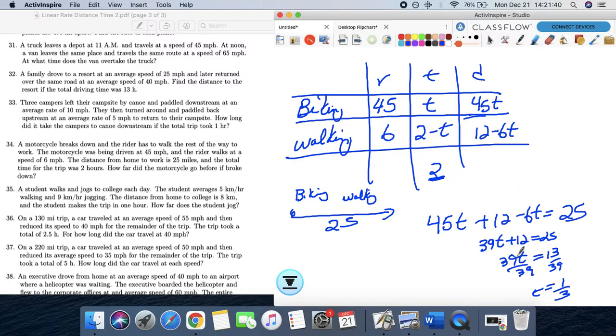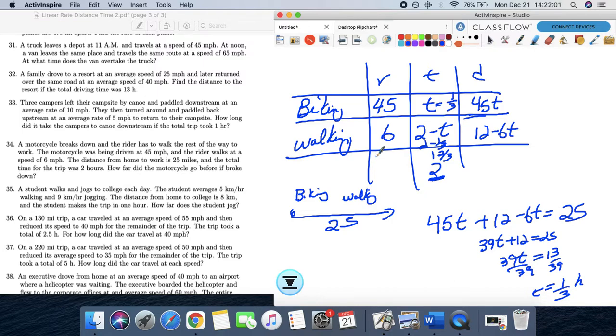So we spent 1/3 of an hour, by the way. I'm going to write the time biking was 1/3 of an hour. And if that's so, 2 minus 1/3 gives me what? 1 2/3 of an hour walking. Okay, is that what I want?